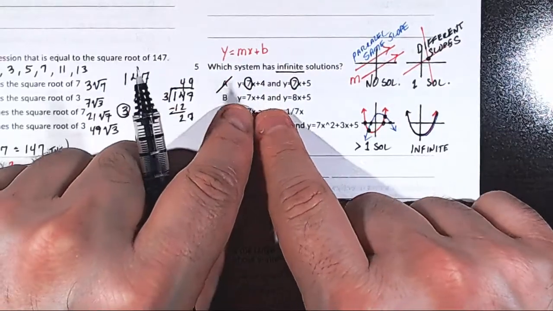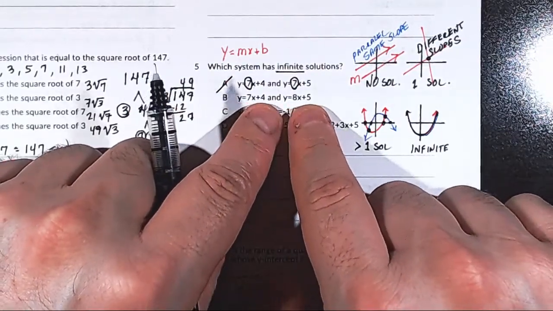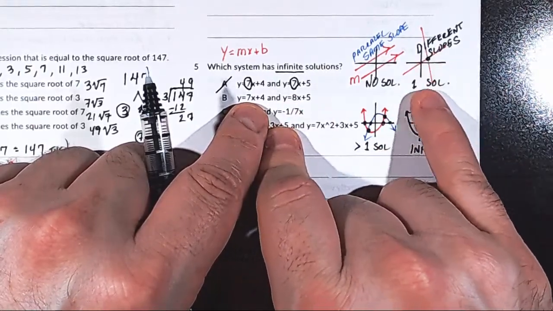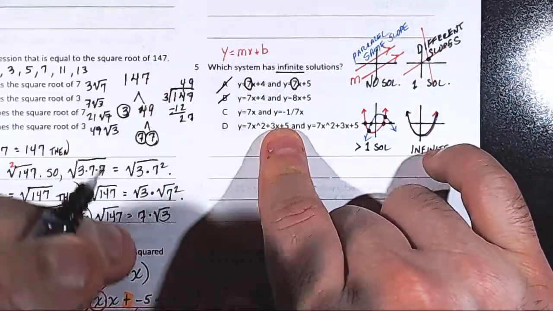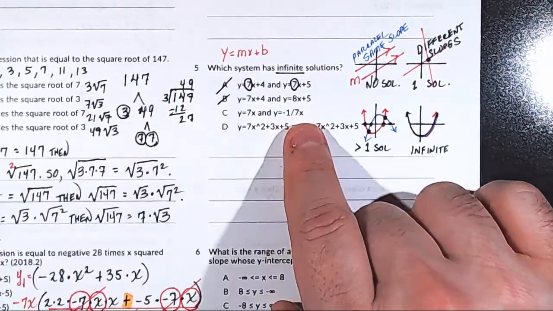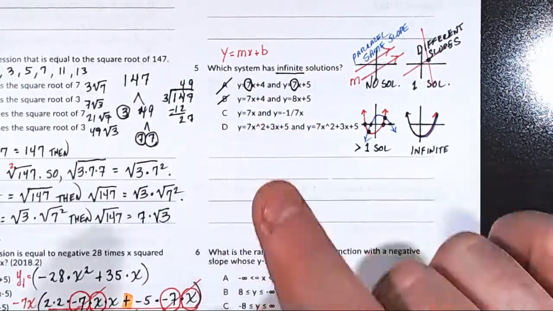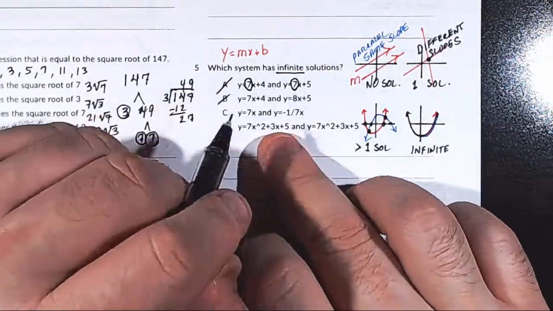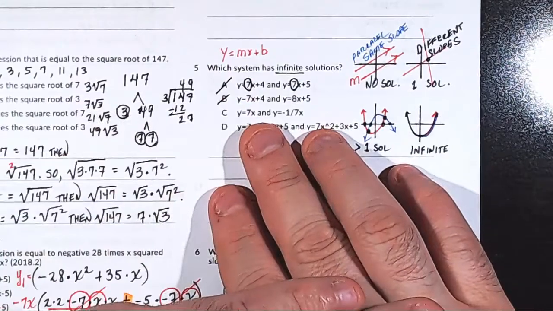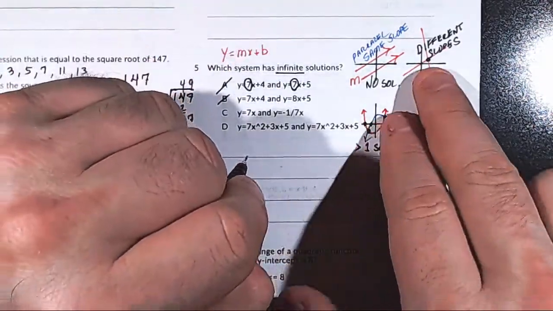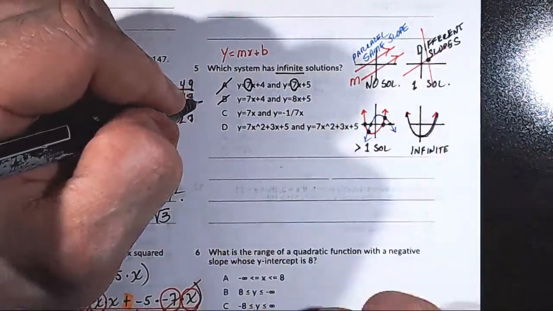Here, I've got linear equations with different y-intercepts and different slopes. That is like this one here. That has one solution. So not infinite, just one. Here, I've got a perpendicular situation, 7x and negative 1/7 x. It's a negative reciprocal slope. Both of the y-intercepts are 0 because there's no b value stated. So again, there's just one solution there, but they're perpendicular to one another.